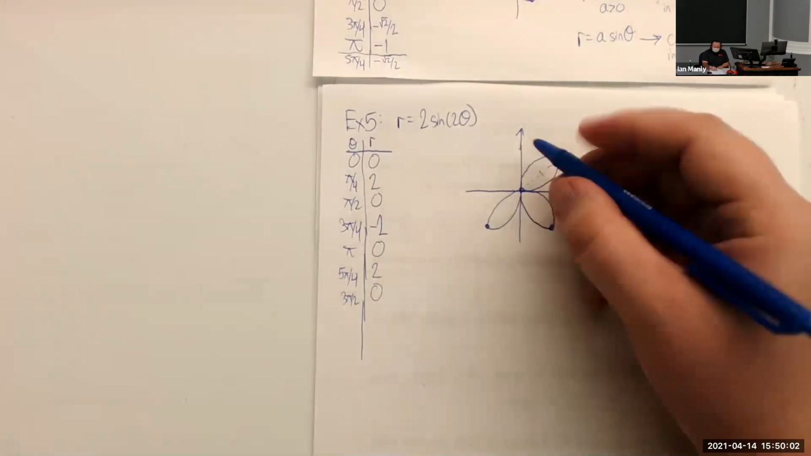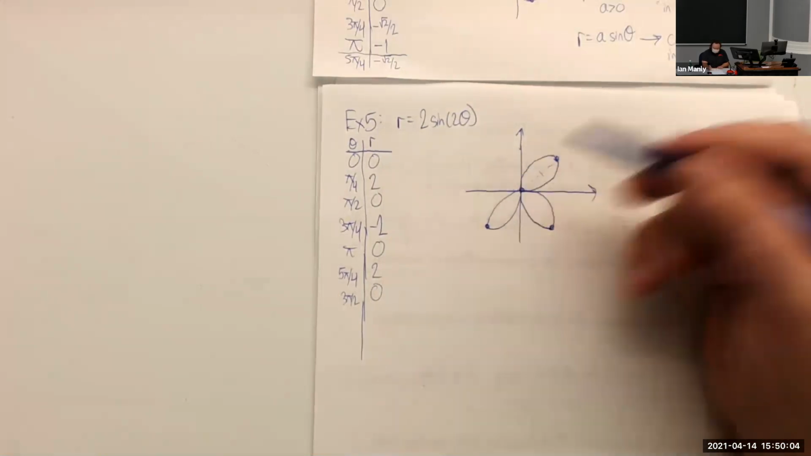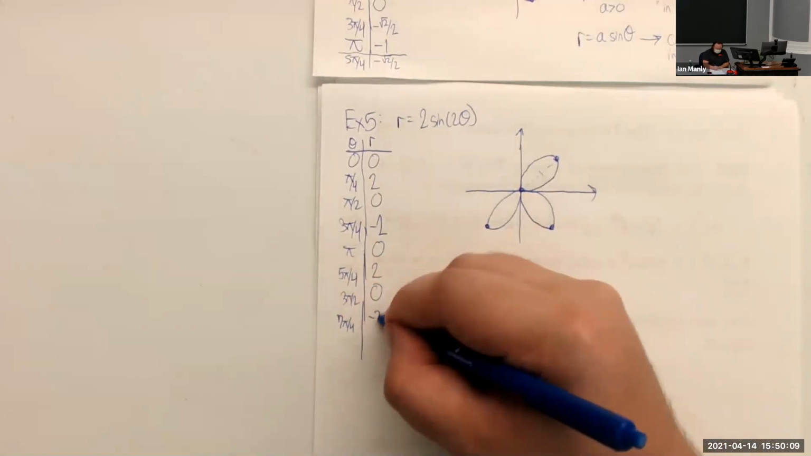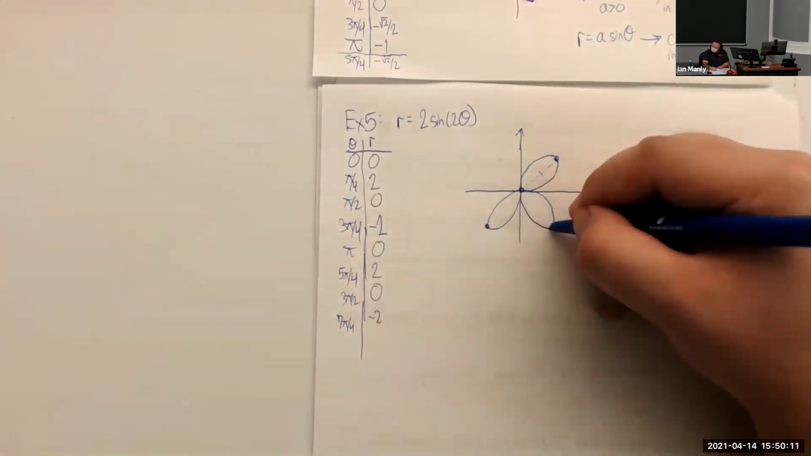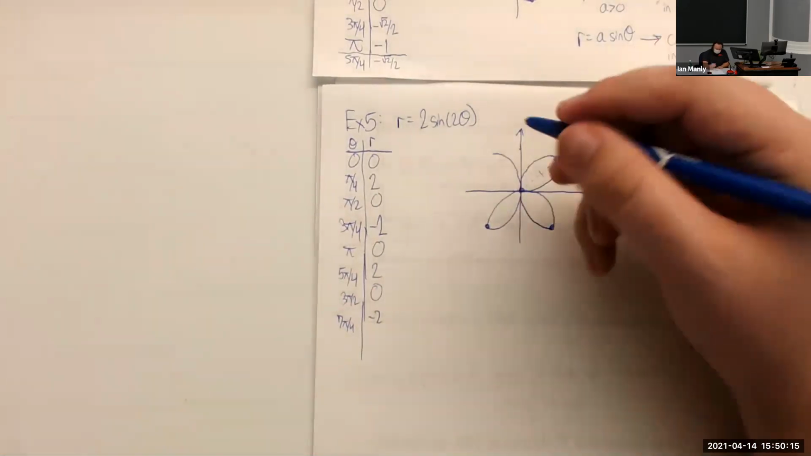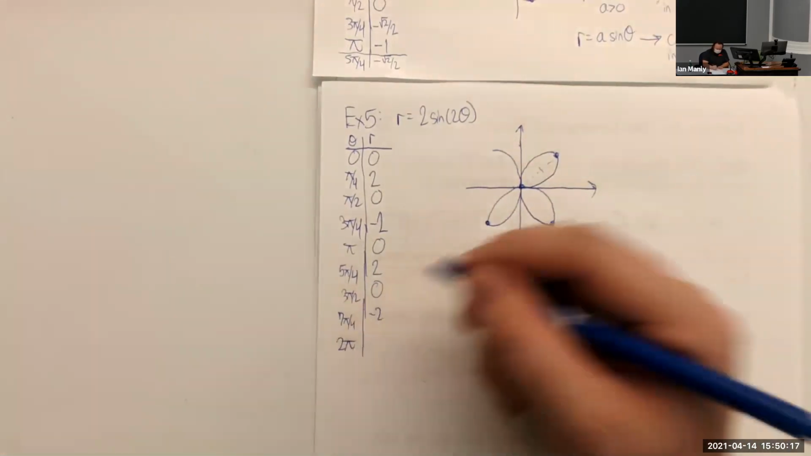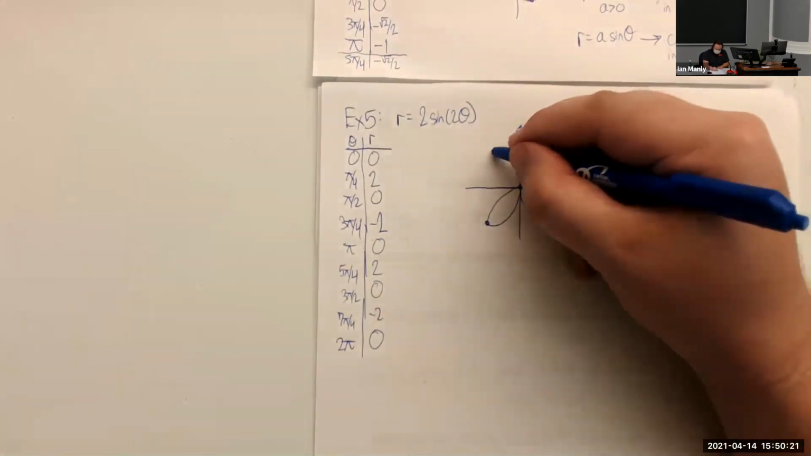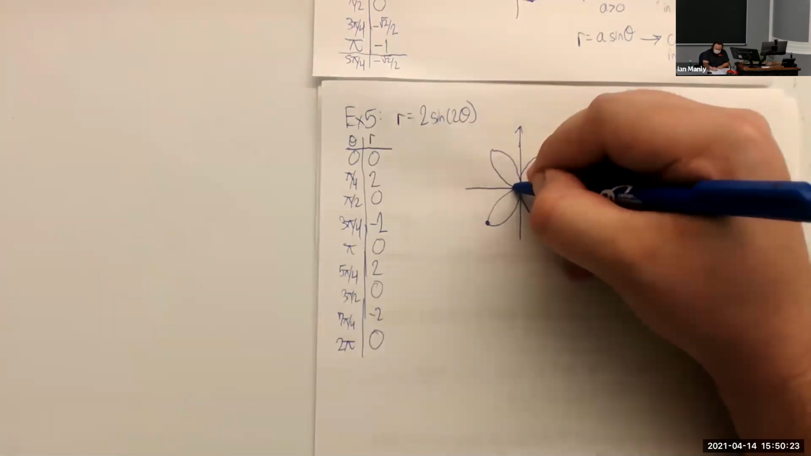And then I bet you could predict what's going to happen. We're probably going to have something right here. We have 7 pi over 4 next, -2. So 7 pi over 4 is normally in this direction, but instead we go the other way. And then finally we get to 2 pi. Sine of 4 pi, when we plug that in, it'll be 0. And then we come back here.